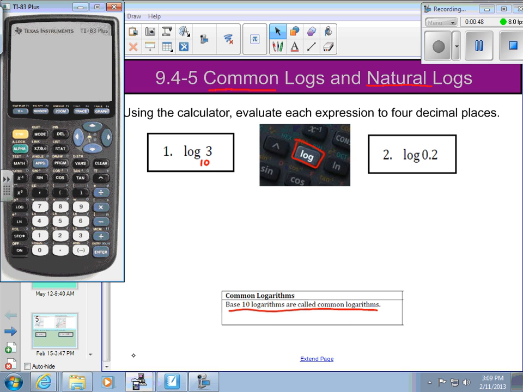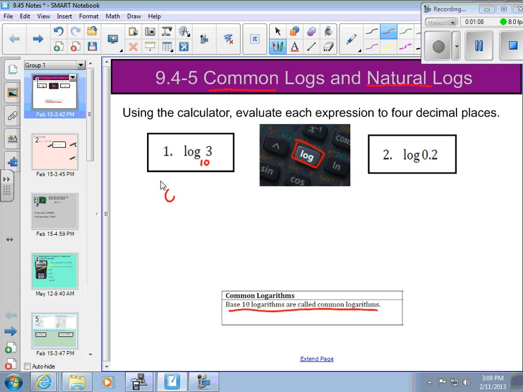So looking on your calculator, the common log button should be over kind of on the left hand side on TI 83/84. It's kind of next to the 7 here. So you can hit log, enter 3, hit enter, and it'll tell you what the common log, or log base 10 of 3, equals. It's equal to about 0.4771.